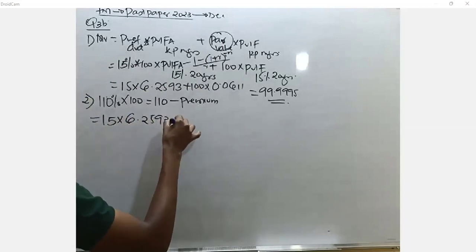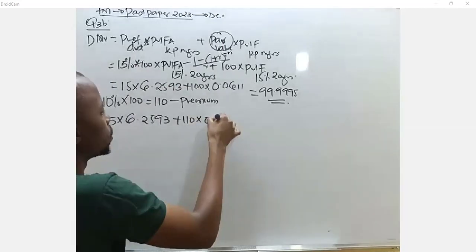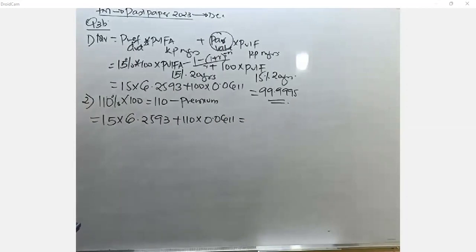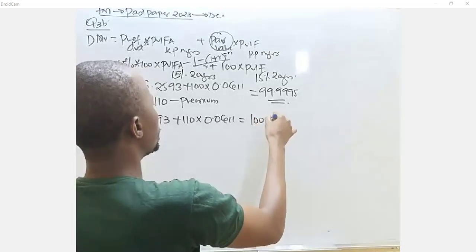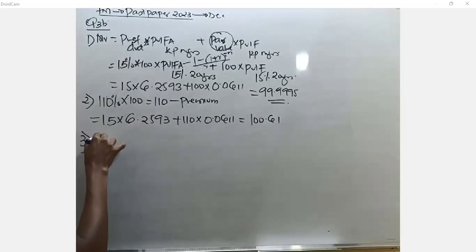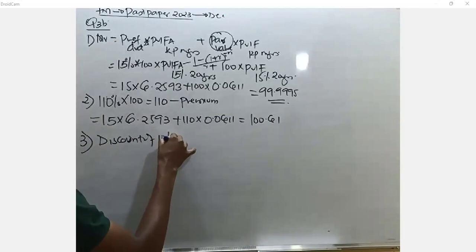It is 6.2593, right? Plus now 110 times 0.0611. So how much is this? 15 times 6.2593 plus 110 times 0.0611, getting 100.61.